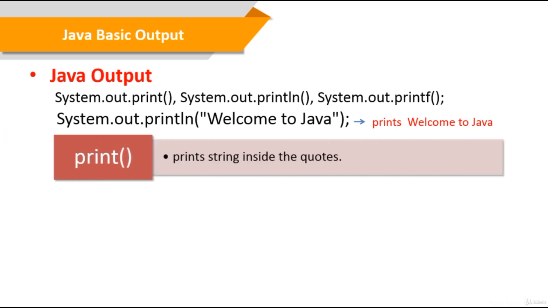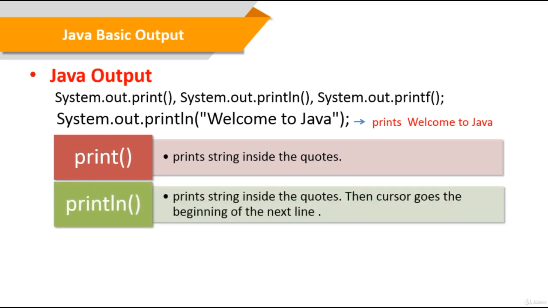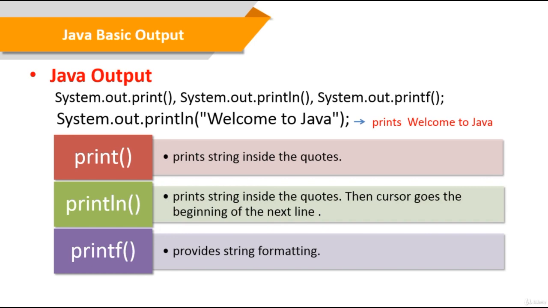Print is the method that prints a string inside the quotes. Println is a method that prints a string inside quotes similar to the print method. However, after printing, the cursor goes to the beginning of the next line. The printf method provides string formatting.